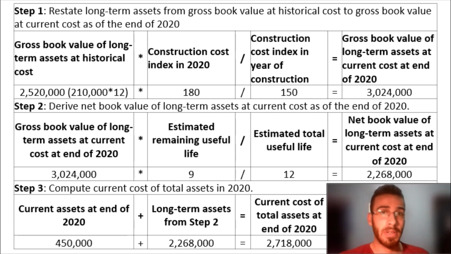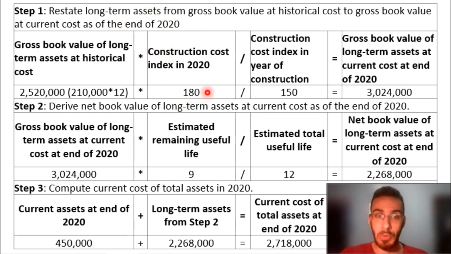Now to find the return on investment using the current cost approach, we will go through 6 steps, 3 of which I will be explaining, and my friend Idil will be explaining the remaining 3 steps. First, we need to restate the long-term assets from gross book value at historical cost to gross book value at current cost as of the end of 2020. The given cost is historical cost. We need to convert it to current cost.